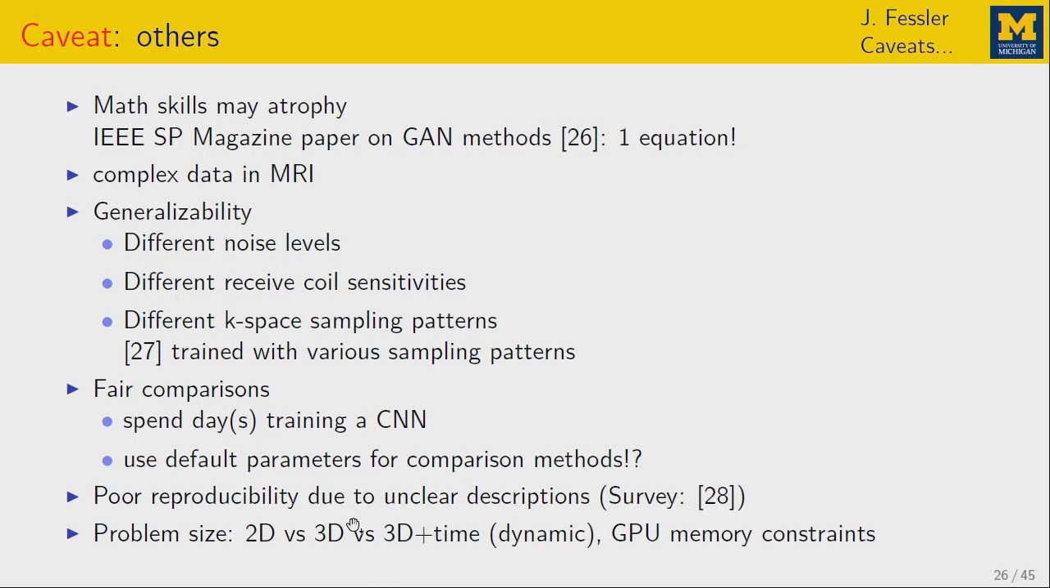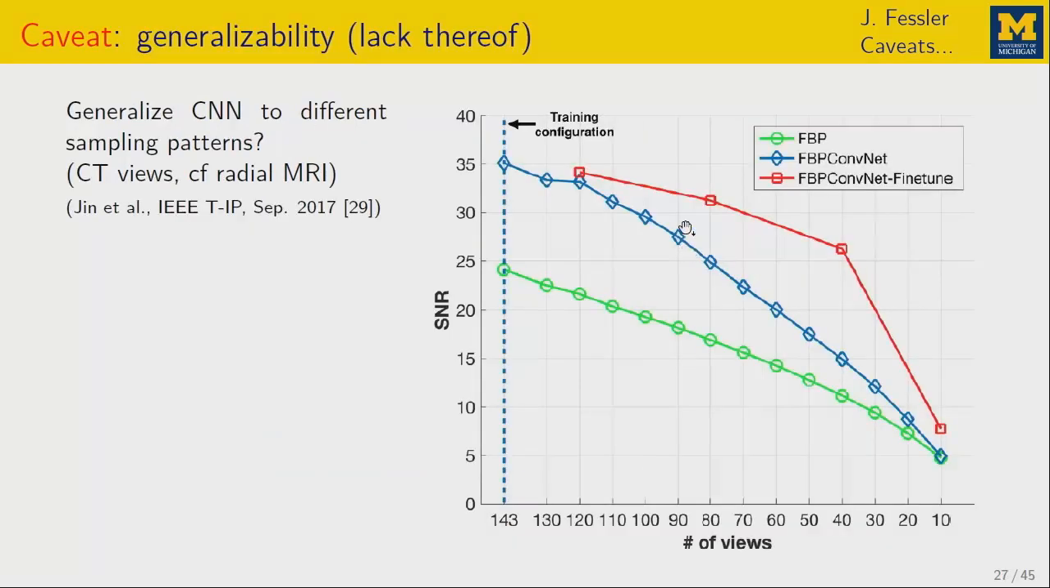And then there's an issue of problem size. Most of the Google stuff is on two-dimensional images, whereas a lot of what we care about in medical imaging is three-dimensional or even dynamic imaging, and then you might run into issues with memory constraints on your GPU. These are all standard caveats of dealing with deep learning and the like.